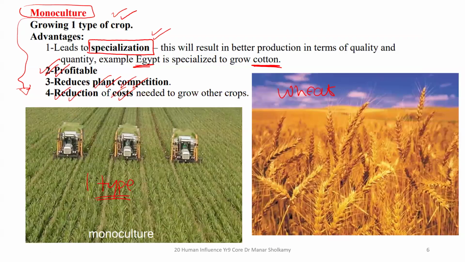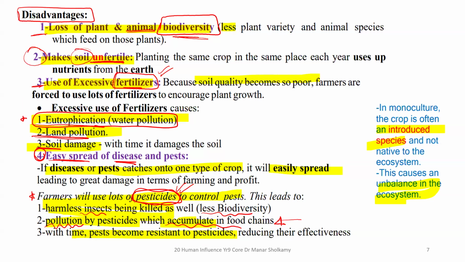It's clear from the name, mono. Mono means one. I will grow only one type of crop. The advantage is that I'm going to be an expert at growing this type of crop, and it's going to be cheaper and it's going to be faster. But the disadvantages are a lot. If I grow only one type of crop, this will reduce biodiversity. My soil will be unfertile. I will use lots of fertilizers. I will use lots of chemicals, and I'm going to have a very high chance for the spread of disease. And you need to memorize the disadvantages, unfortunately.